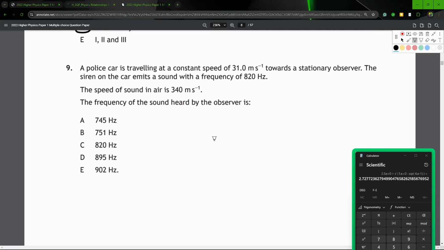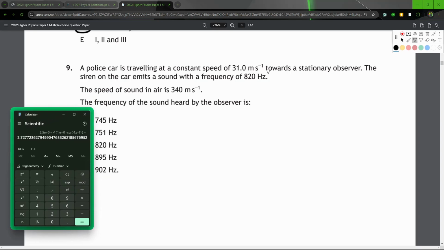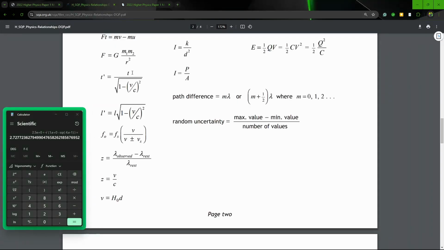Moving on to 9. A police car is travelling at a constant speed of 31 meters per second towards a stationary observer. The siren of the car emits a sound with a frequency of 820 Hz. The speed of sound is 340 meters per second. The frequency of the sound heard by the observer is what? So we're going to be using the Doppler equation for this, which is this bad boy here.